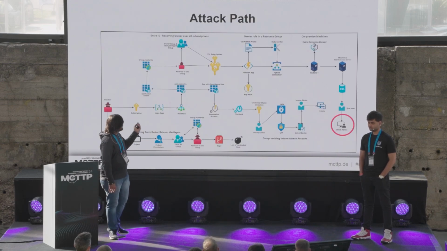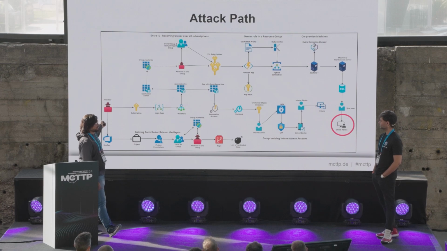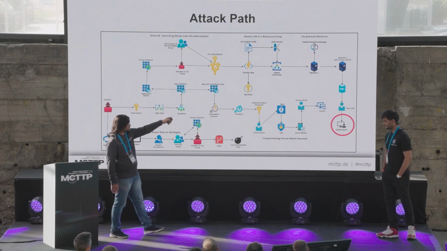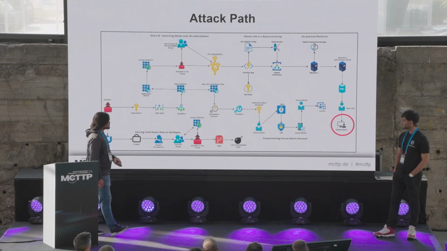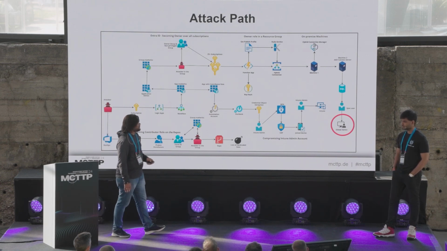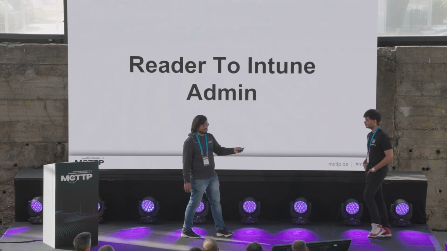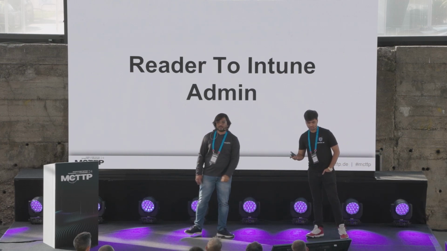So you can see that from a reader role, that is from the attacker path, we eventually ended up compromising a global admin, right? So this was like a second attack path. Now the third attack path is all about Intune, how we managed to compromise Intune.